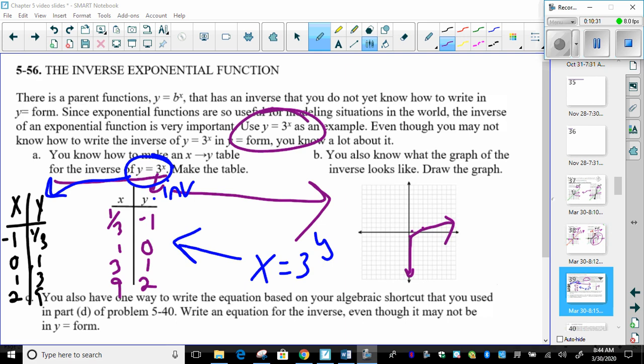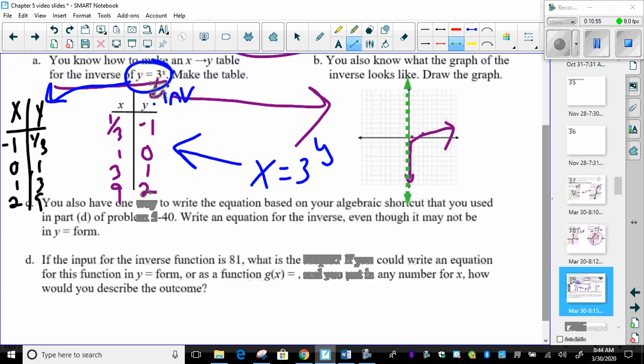Okay, so I get this shape. Now keep in mind, this is the inverse of an exponential. The inverse of an exponential, every single one of them has what graphing characteristic? A vertical asymptote. Good. So we have a vertical asymptote here at x equals 0, and that is what the inverse function looks like. So I already answered this next question here without realizing it. So write the equation for the inverse, even though it's not in y equals form, so that's x equals 3 to the y.